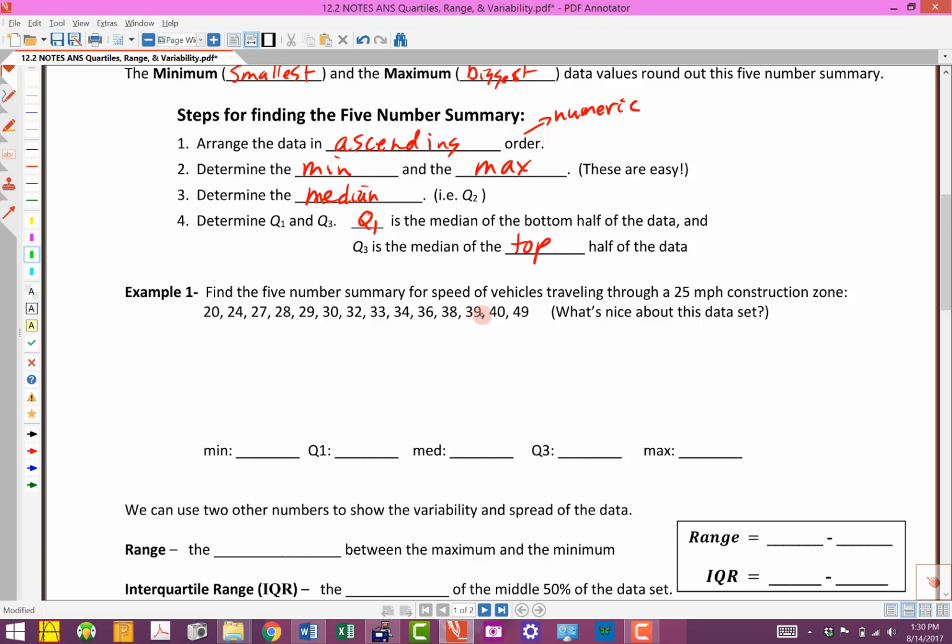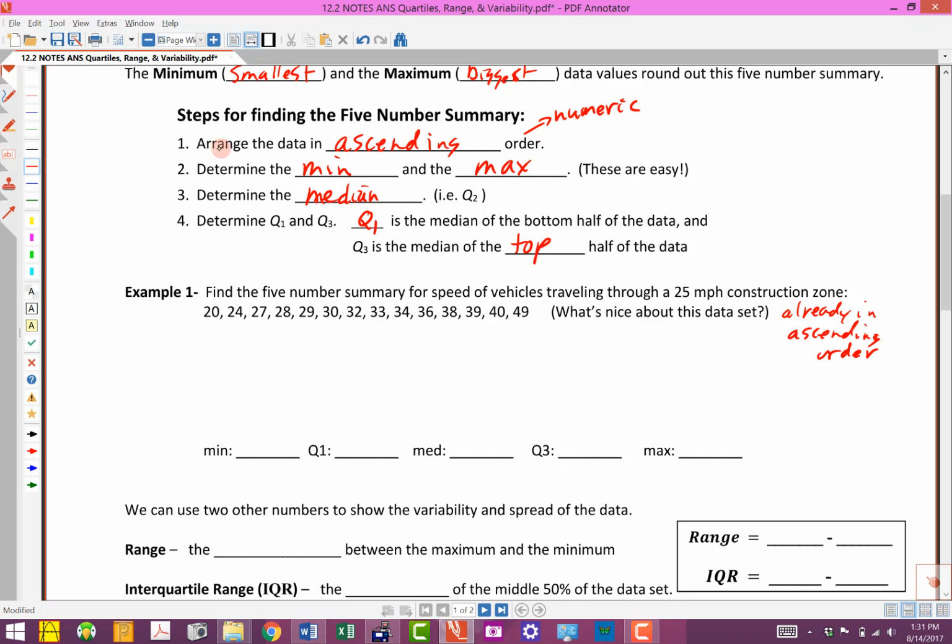It's already in order. Okay, so if it's already in order, they've done a huge amount of work for us. So we're going to write already in ascending, I'll use the fancy word for that, ascending order. So it's already ordered from least to greatest.